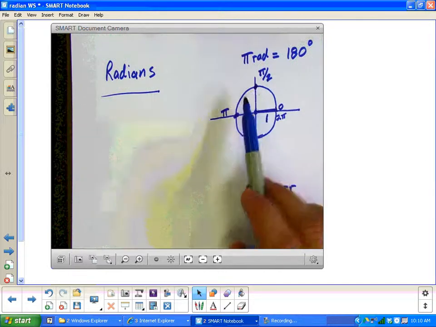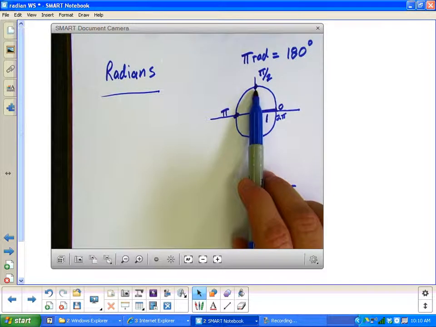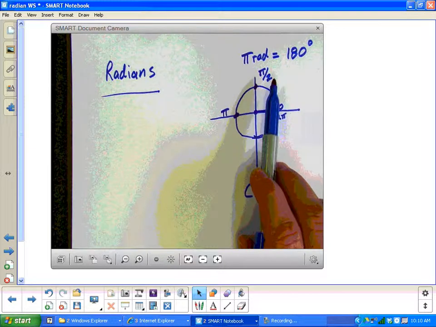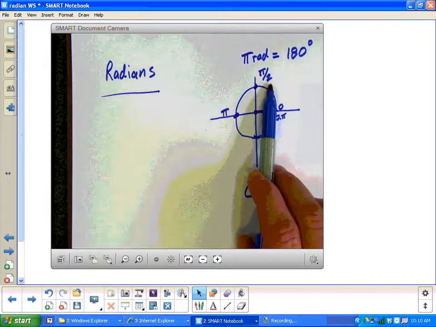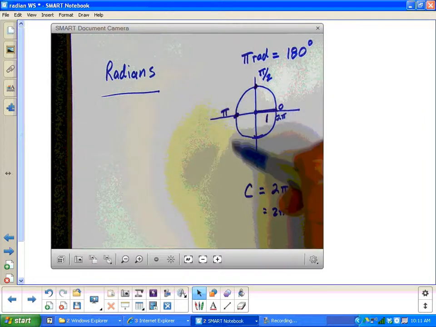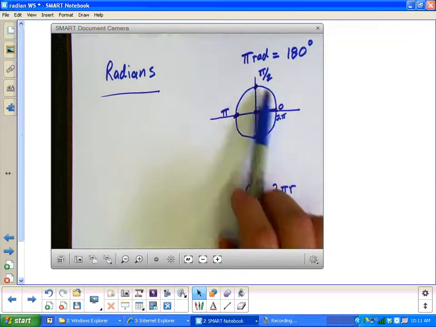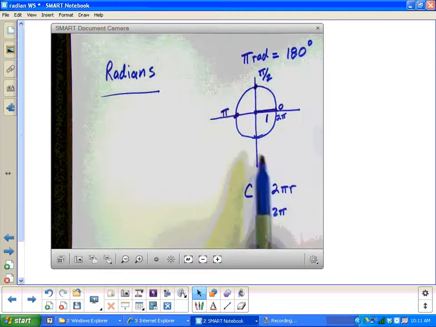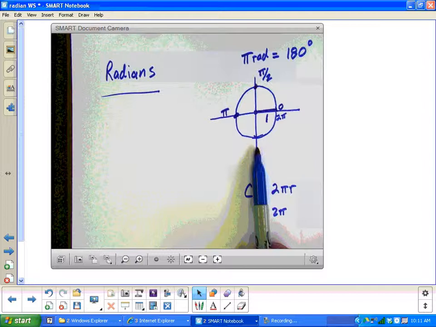What would this be in terms of degrees right here? 90. So 90 degrees is equivalent to pi over 2. So every 90 degrees is pi over 2. If I go pi over 2, I could think of this as 2 pi over 2. So this one down here would be 3 pi over 2.